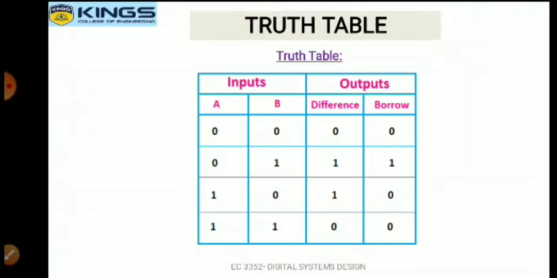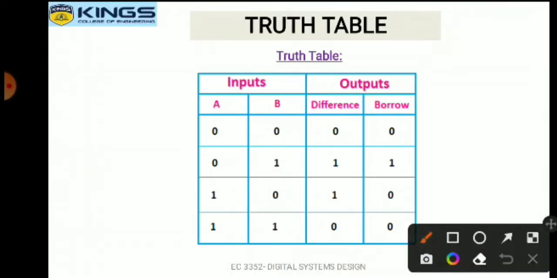As I have already told you, it has 2 inputs and 2 outputs. The 2 inputs are minuend and subtrahend, so A and B. Similarly, it has 2 outputs, difference and borrow. For the 2 inputs, we can have 4 combinations: 0 0, 0 1, 1 0 and 1 1. For these 4 combinations, we have to obtain the difference and borrow. See here, first we will consider 0 0.